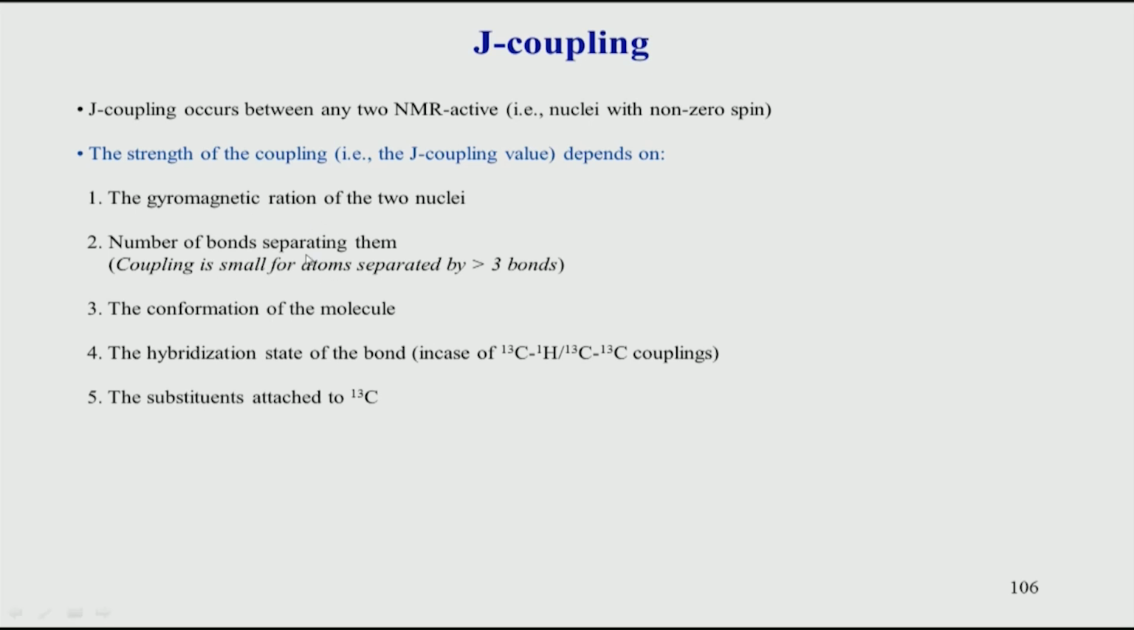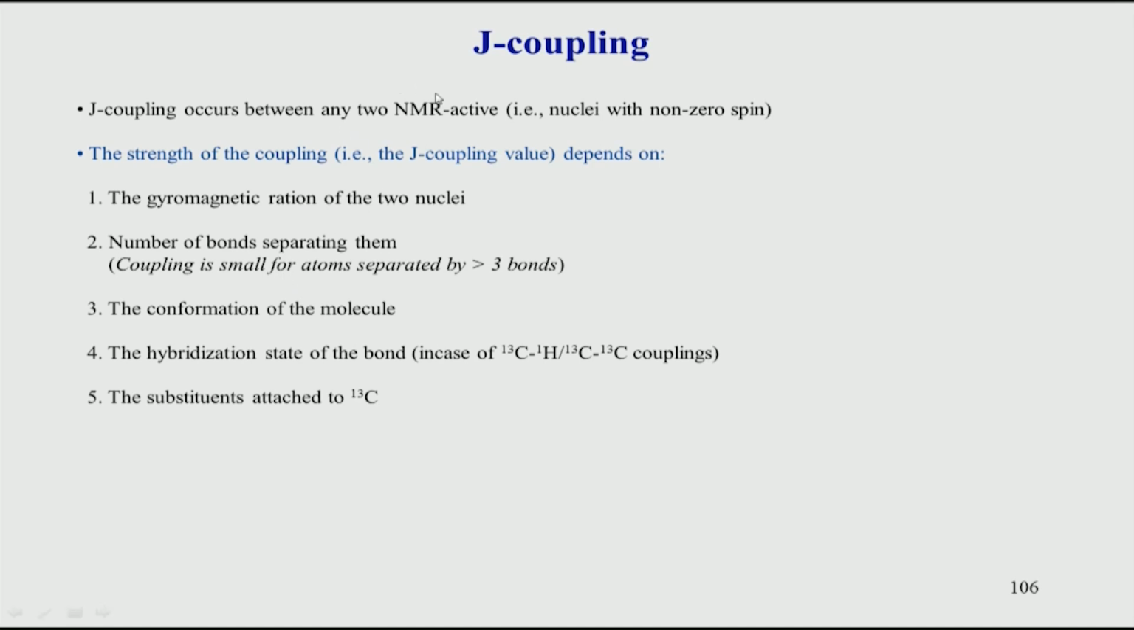Number two, it also depends on the number of bonds separating the nuclei. If you have hydrogens separated by 2 bonds, which are called geminal hydrogens, they will have a stronger coupling compared to vicinal hydrogens, which have 3 bond separation. If you go to 4 bonds, 5 bonds and so on, the hydrogen coupling becomes weaker and weaker. Of course, 1 bond hydrogen-hydrogen is not there. We talk about 1 bond hydrogen to carbon, which is very strong because it is 1 bond. So, the number of bonds separating 2 atoms matters for the coupling.